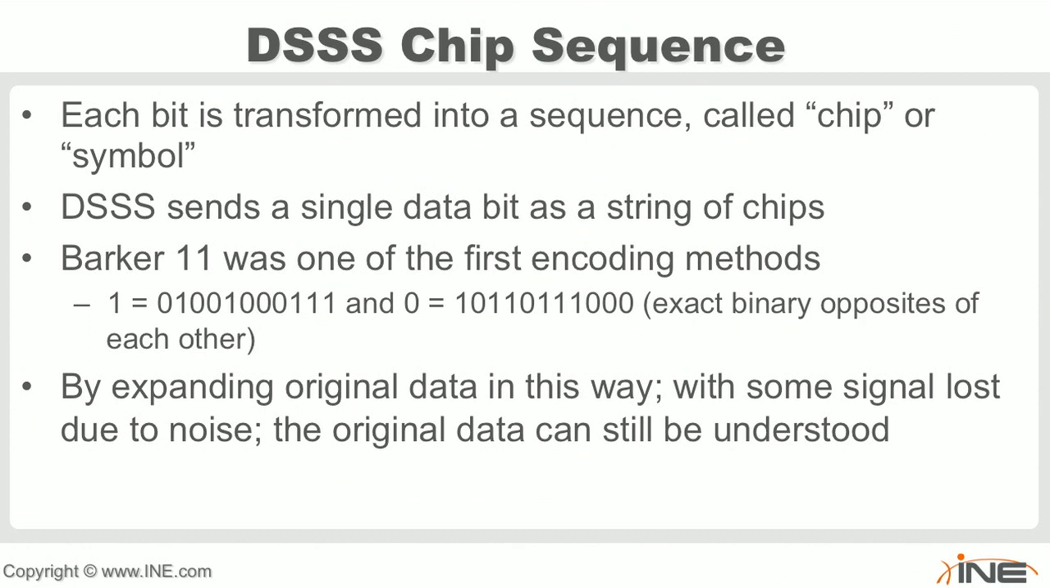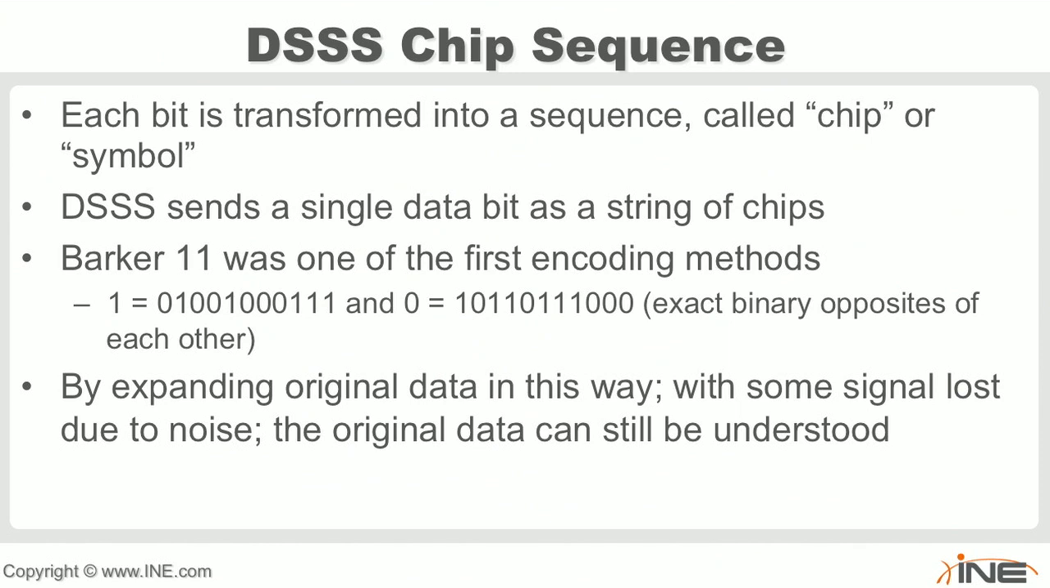With direct sequence spread spectrum, there's something called a chip sequence. Basically every bit of data is transformed into a sequence that's called a chip, or often referred to as a symbol. So if we talk about chips or symbols, we're talking about multiple bits of data, a way of basically encoding this.